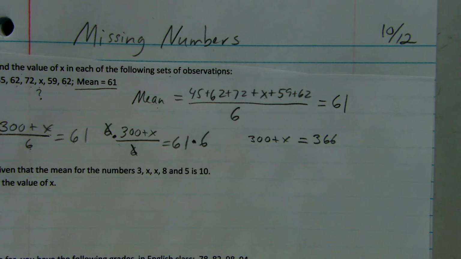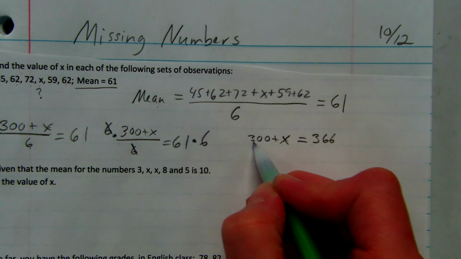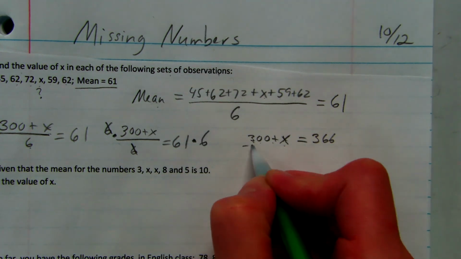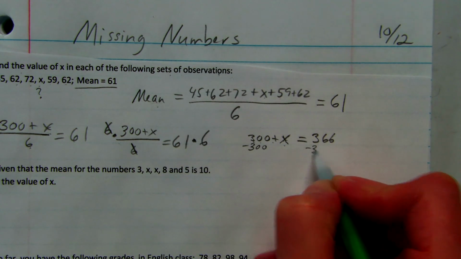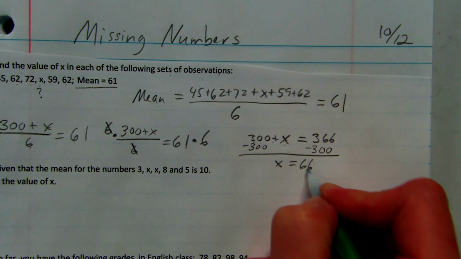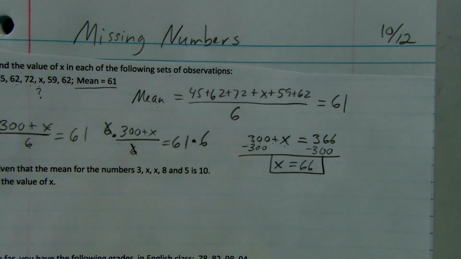It is. And then we have an equation that we need to solve that has 300 plus x, and we need to get rid of the 300. So we will subtract 300 from both sides, and we get 66. That makes sense? There are other ways to do this, but I like using algebra because you just set up what you know and then you solve. And then you don't have to think about it after you get it set up.